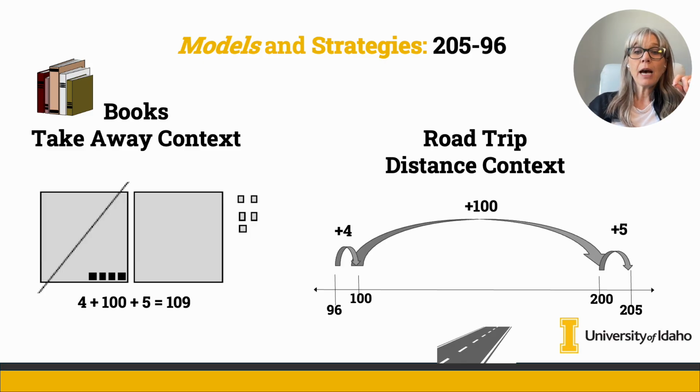This is an example of how we can use concepts and how different contexts might generate different models within a classroom. Let's see where each of these contexts could take the students. To also bring it back to the conversation of strategies and models, take a look at the books problem. The strategy is taking away, and the model is the base 10 blocks. In the road trip, the strategy is adding up to find the distance, and the open number line is the model.